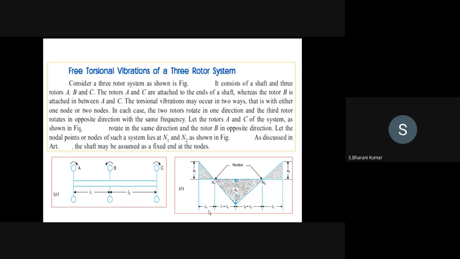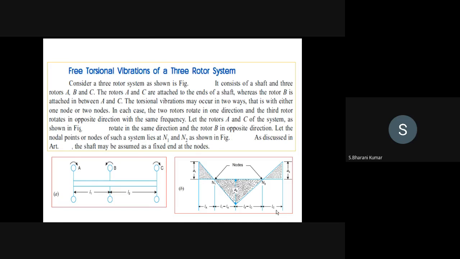While plotting, you will get the data LA, L1 minus LA, L2 minus LC and LC. This is a rotor system, and this is the node position of the system. You want to find out the A1 value, A2 value and A3 value, and all these values: LA, L1 minus LA values, L2 minus LC values and LC values. You are finding out the node positions and the frequency of the system.